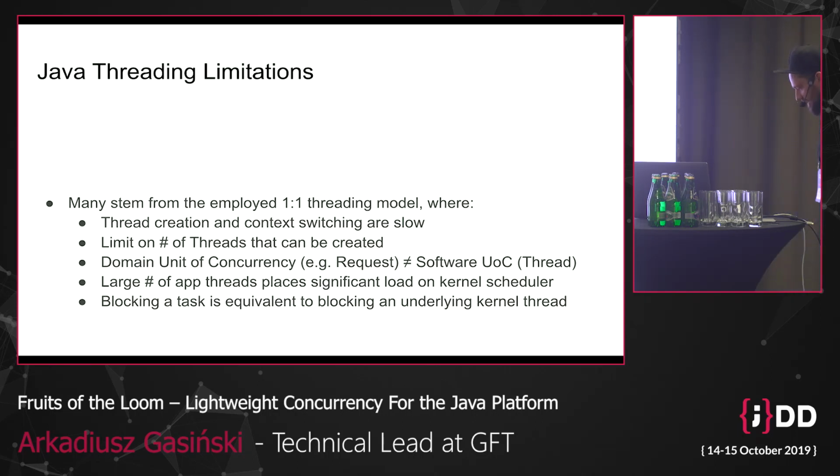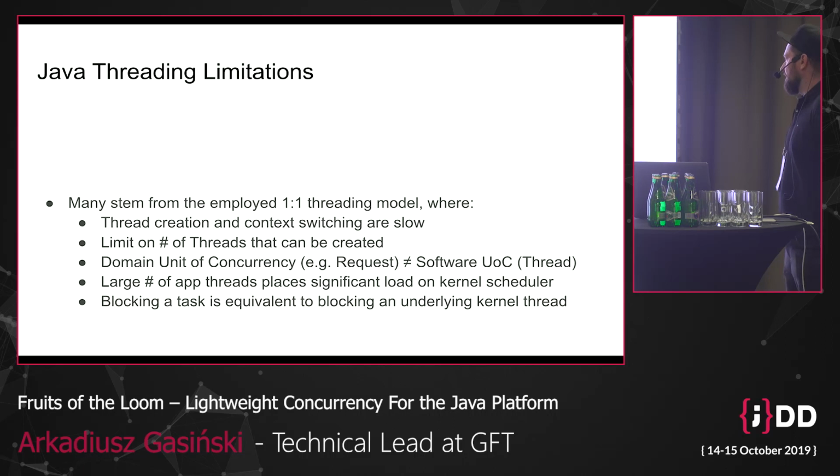So these are the threading basics, and what are the consequences of these models? Basically, most modern versions of Java at least employ the one-to-one model. And we've learned that in that model, thread creation and context switching are slow because we need to ask the operating system for support. And obviously, there is an upper limit on the number of threads that you can create.